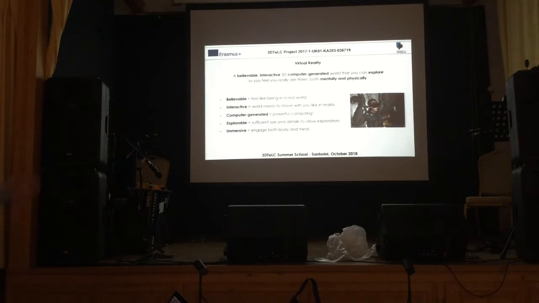So the main keywords you can put down for virtual reality are there. You can define this as a believable, interactive, 3D computer generated world that you can explore so that you feel you really are there, both mentally and physically. So basically it's an illusion. And then you get immersed in there, and suddenly it's another world. Let's look at all those keywords one by one. What do they mean?